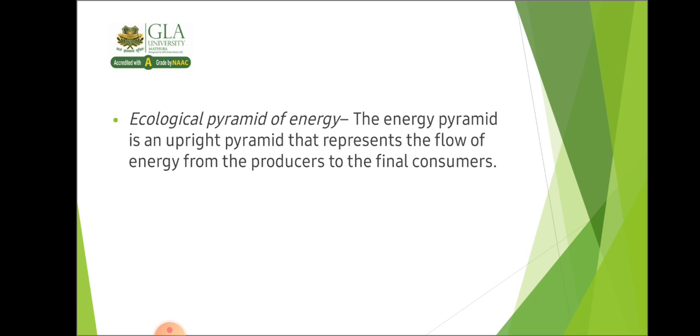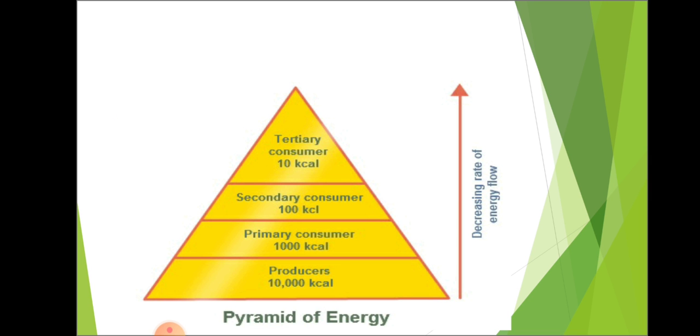Let's move on to the second type of ecological pyramid, that is pyramid of energy. The energy pyramid is an upright pyramid that represents the flow of energy from the producers to the final consumers. Just have a look over this figure. It is a graphical structure representing the flow of energy through each trophic level of a food chain over a fixed part of the natural environment.